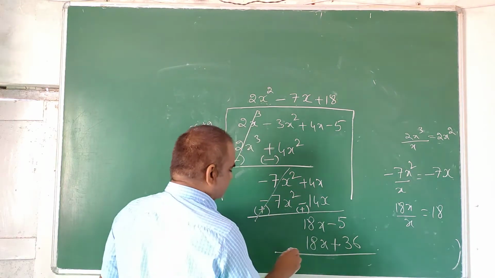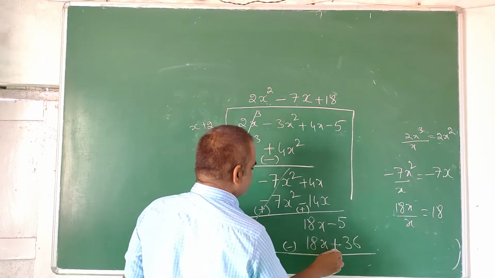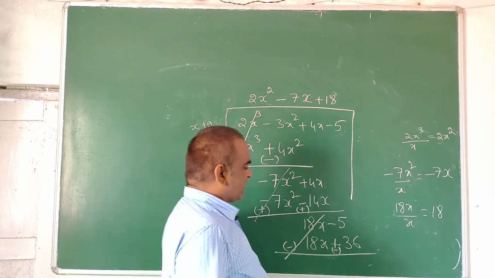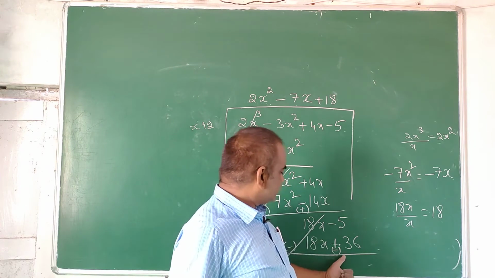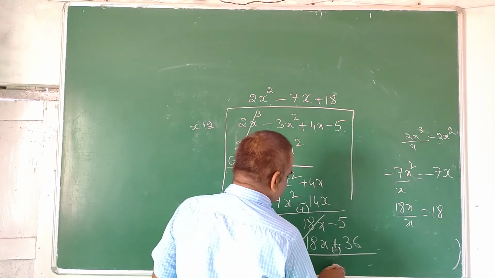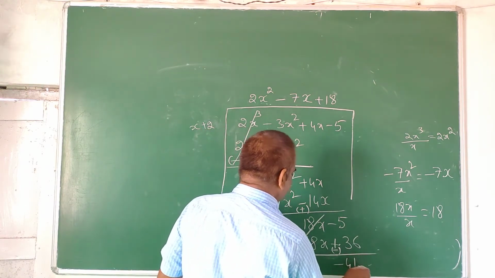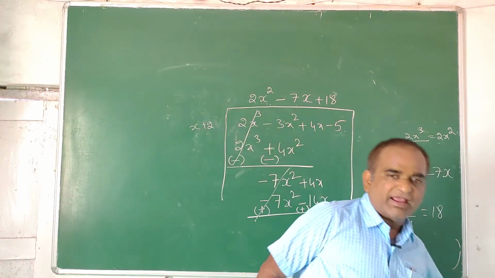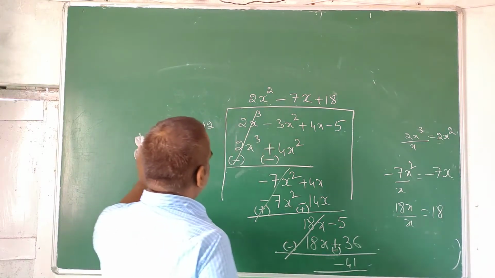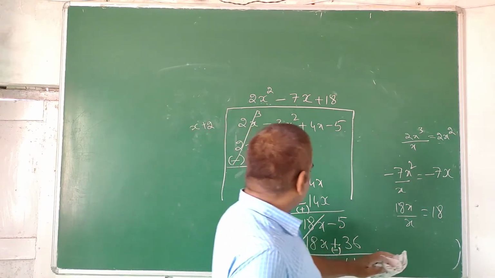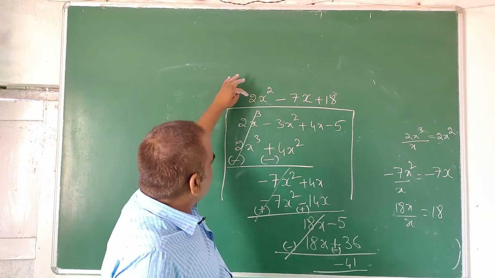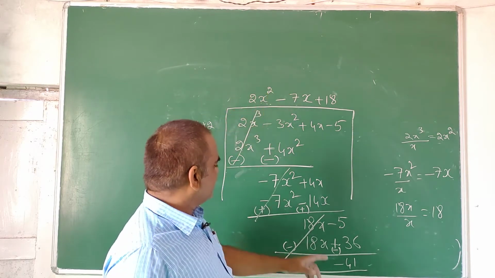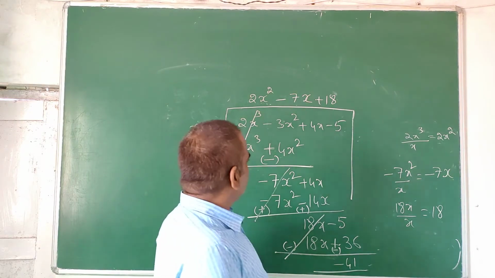Now the symbols, you have to change this minus. This is minus. Then this and this get cancelled. Minus 36 minus 5, which you got minus 41. Minus 36 minus 5 is minus 41. Therefore, what would be the quotient? Quotient would be 2x square minus 7x plus 18. Remainder would be minus 41.